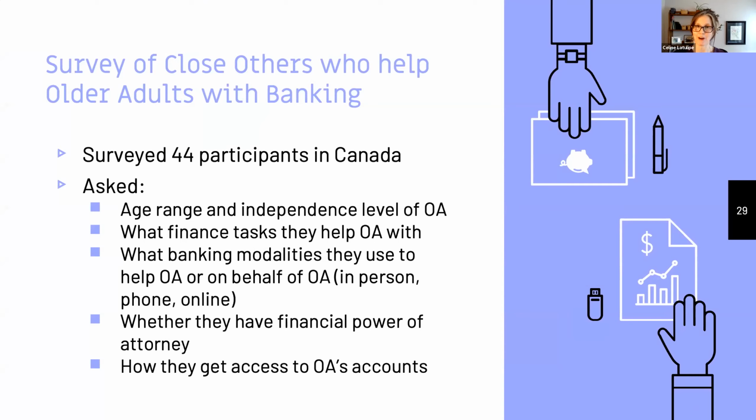We asked what type of finance or banking tasks they helped that older adult with. We asked about banking modalities. So were they banking in person, by phone, are they using mobile banking, online banking, etc.? And we asked whether or not the person helping the older adult has financial power of attorney for that older adult, which is a legal document that gives you legal access to help that older adult and access to their accounts. And then we asked if they were doing online banking with or on behalf of the older adult, how they were getting access to the older adult's online bank accounts.